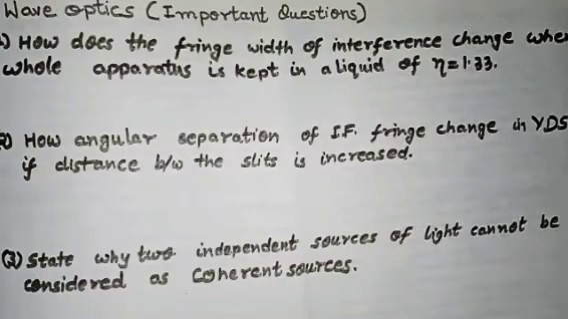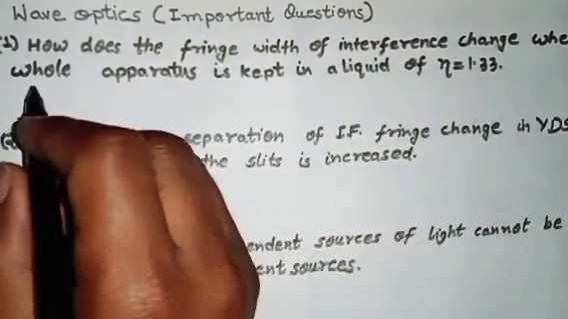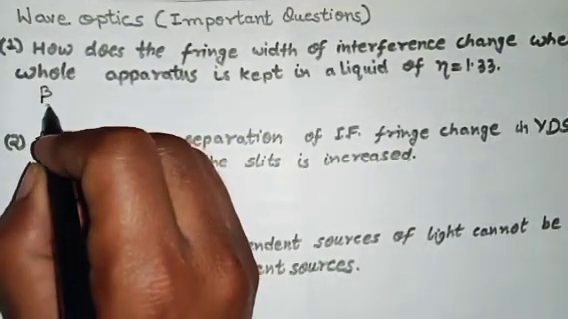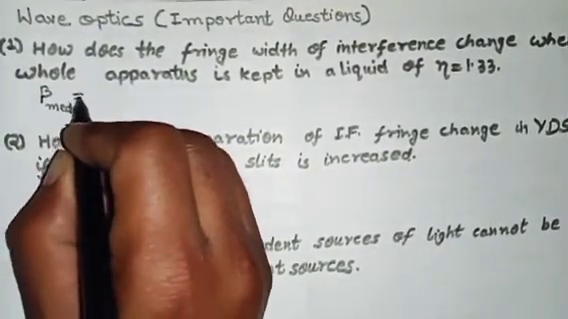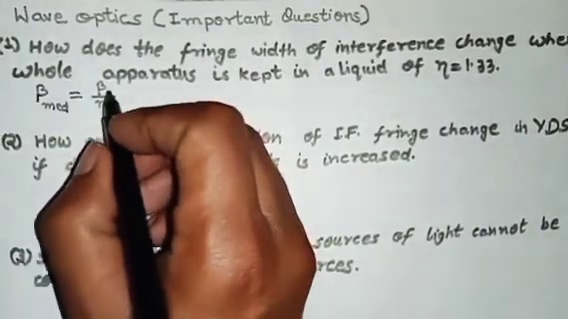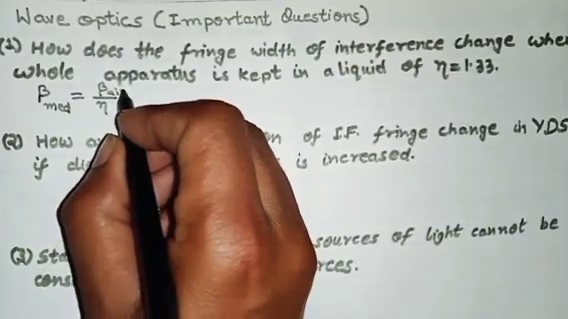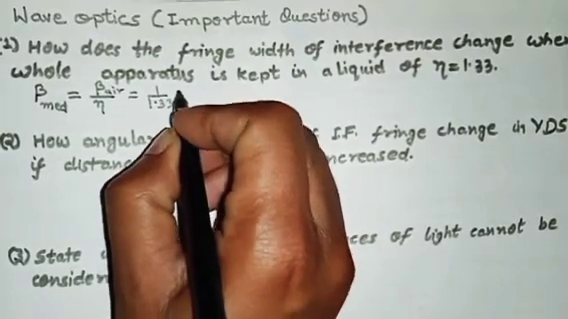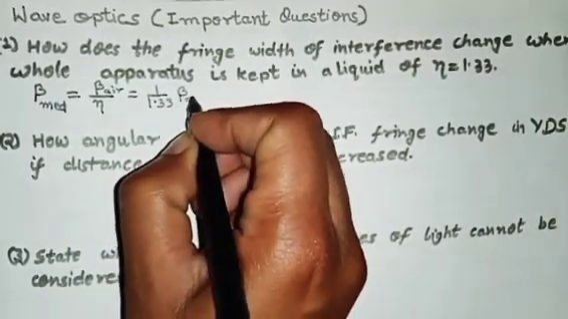Hello, class 12th physics, wave optics, important question. How does the fringe width of interference change when the whole apparatus is kept in a liquid of refractive index 1.33? So, we know that fringe width beta when placed in a medium is 1 by eta times that when placed in air. So it will decrease by 1 by 1.33 times that of fringe width in air.